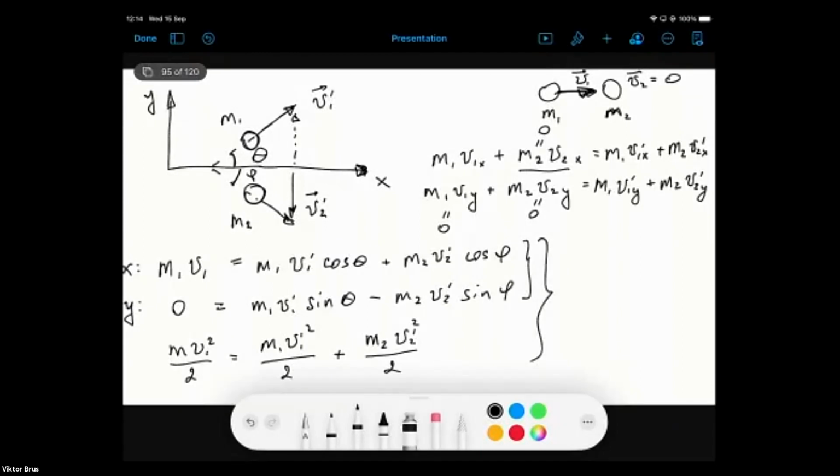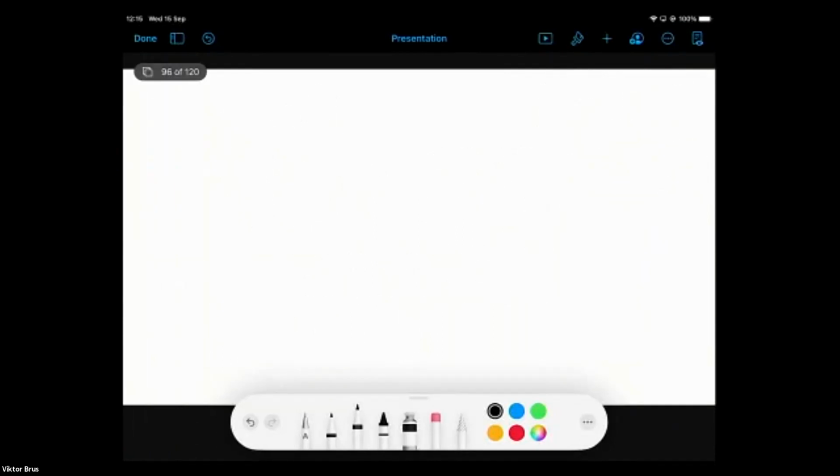Okay, so this is the general approach for how you deal with, for instance, elastic collisions in two-dimensional space. And let us consider some example. For instance, we have some cross, like a T-shaped cross, two streets. So two cars are moving towards this cross.